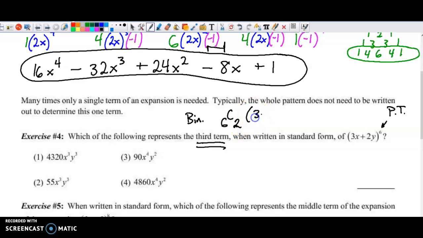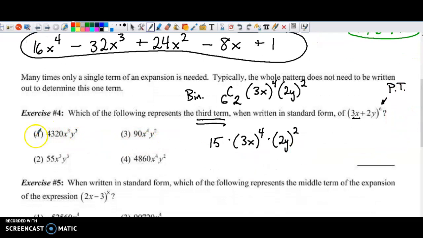And then it would be 3x, the first term, because it would be to the 6th power, to the 5th power, to the 4th power. And then the second term, 2y, would be to the 2nd power. But if that confuses you, I would go ahead and write out Pascal's triangle, where we have 15 times 3x to the 4th power times 2y to the 2nd power. And feel free to write down any of your questions.